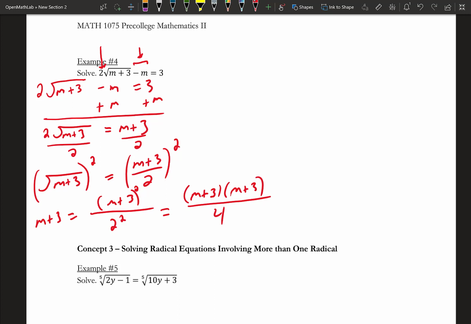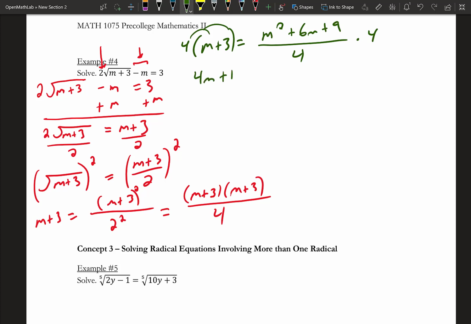Let me switch colors maybe so we don't run this together. So we'd have m plus 3 equals m squared plus 6m plus 9, right? So you have to FOIL that top, and then this would be all over 4. And then what we could do next is multiply both sides by 4, so distribute the 4 through. So 4 times m is 4m, and then 4 times 3 is 12. And then these 4's cancel out, and what we're left with is m squared plus 6m plus 9.